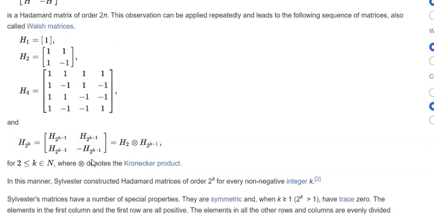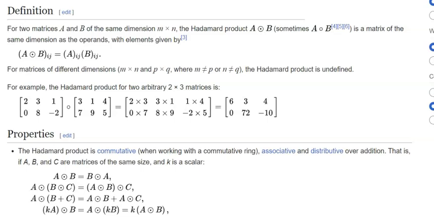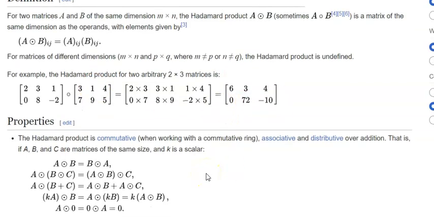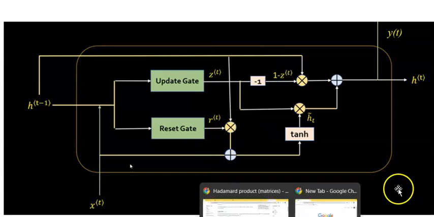This is your Hadamard operation, element wise: 2 into 3, 3 into 1, and 1 into 4. Here 0 into 7, 8 into 9, minus 2 into 5. That is x11 into x21, x12 into x22, and so on. In that way it will be. So the Hadamard element wise multiplication comes here.